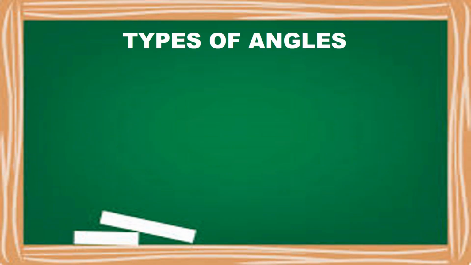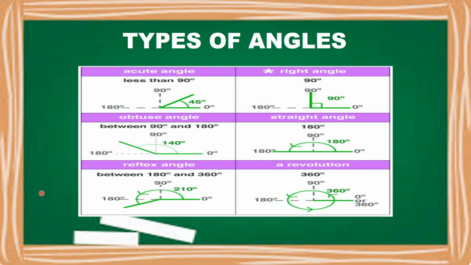So what are the types of angles? If the angle is between 0 and 90 degrees, for example a 45 degrees angle, this is what we call an acute angle. If the angle is exactly 90 degrees, that angle is called a right angle. Then if the angle is greater than 90 degrees, between 90 degrees and 180 degrees, for example 140 degrees, it is an obtuse angle. But if the angle is exactly 180 degrees, it's what we call a straight angle.